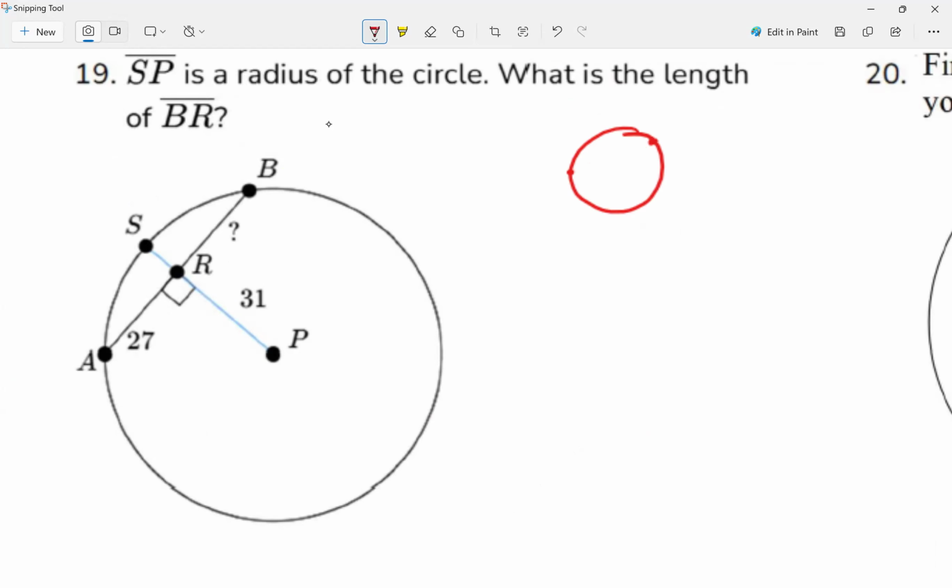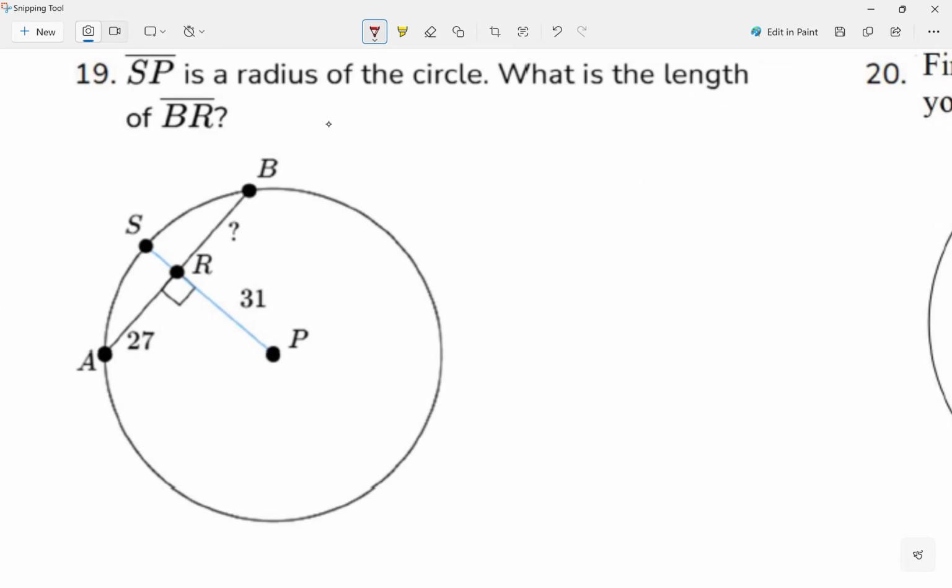Now, the interesting part of a chord is that when you cross it at 90 degrees with a radius or a diameter, right? Because the radius is part of the diameter. When you cross the chord with a radius at 90 degrees, the chord gets cut in half. Not the radius, the chord. So let me say that again. When you cross a radius or a diameter with a chord at 90 degrees, the chord gets cut in half.